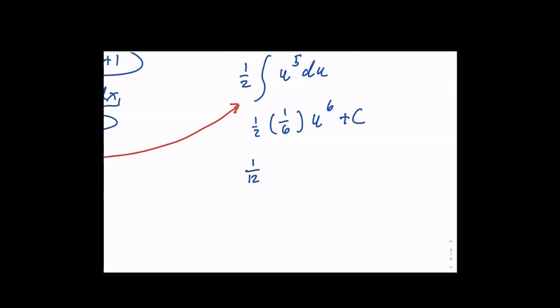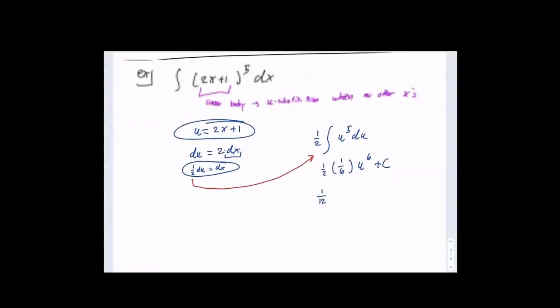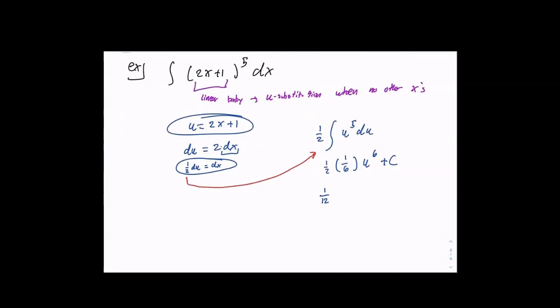No solving. No, way off. Now we got to look back to our original. We got to open up the screen on the last one. We just substitute the u. 2x plus 1 to the 6 plus c. Boom, and done. We resubstitute, as I was saying before.